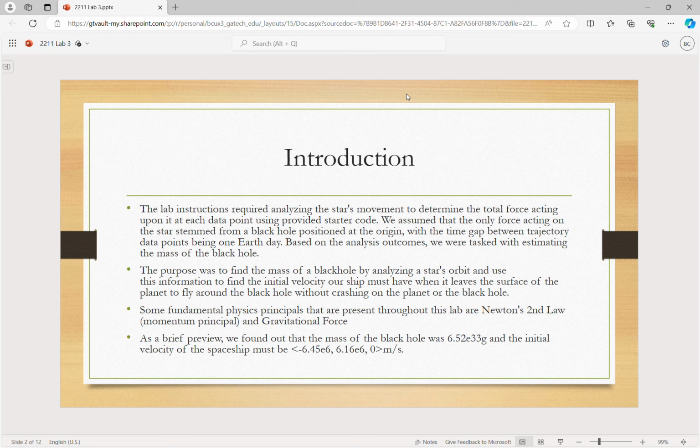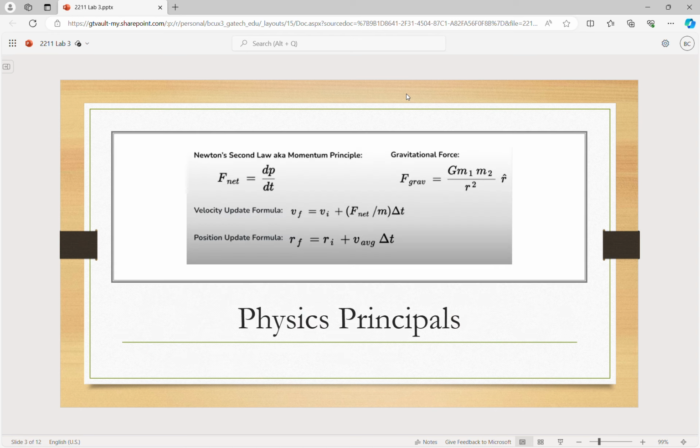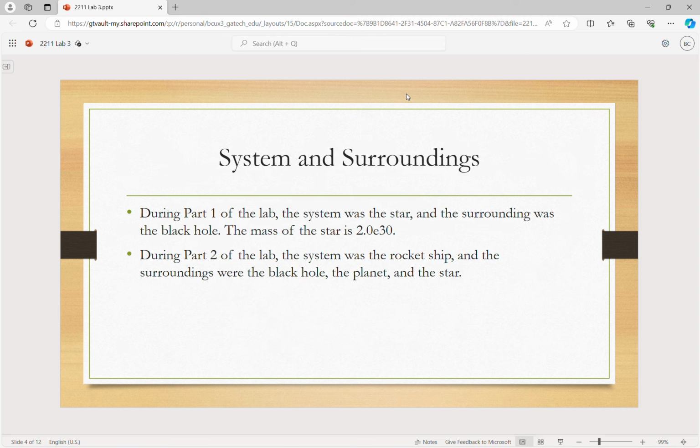As a brief preview, we found that the mass of the black hole was 6.52 e to the 33rd, and the initial velocity of the spaceship must be negative 6.45 e to the 6th, 6.16 e to the 6th, 0 meters per second. Some physics principles used in this lab were Newton's second law of motion, aka the momentum principle, and its formula is right there, and gravitational force, and its formula is also right there. We also used the velocity update formula and the position update formula, which we've been using all semester, so we're pretty comfortable with those.